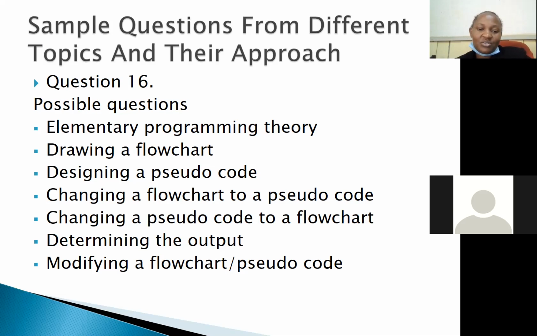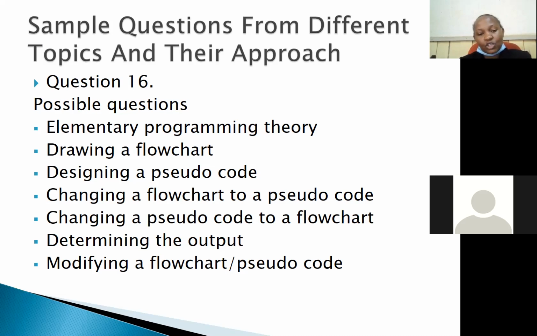Determining the output here, you should know that sometimes there's a flowchart that will have an output. There's an algorithm, a flowchart or a pseudocode, that will have an output within the loop. If the output is within the loop, remember that you are going to give several outputs. But if the output is outside the loop, you are only going to give the last output.